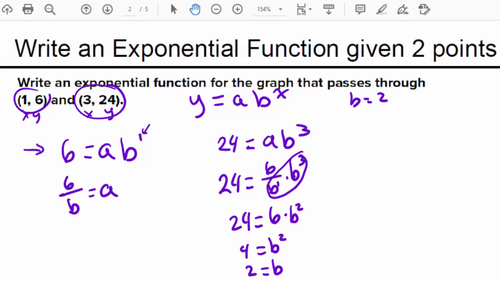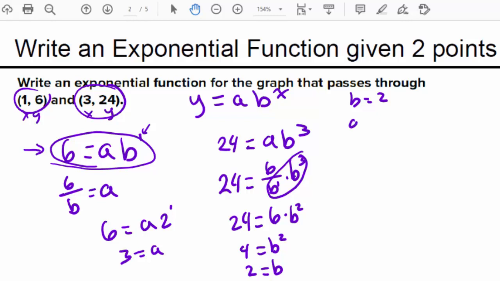Now I still have to substitute to find the value of a. So let's go back to this equation over here. 6 equals a times b to the first. So 6 is going to equal a times 2 to the first power, which is just 2. Then we divide both sides by 2. We end up with a equaling 3. So a equals 3. So our equation appears to be y equals 3 times 2 to the x power.